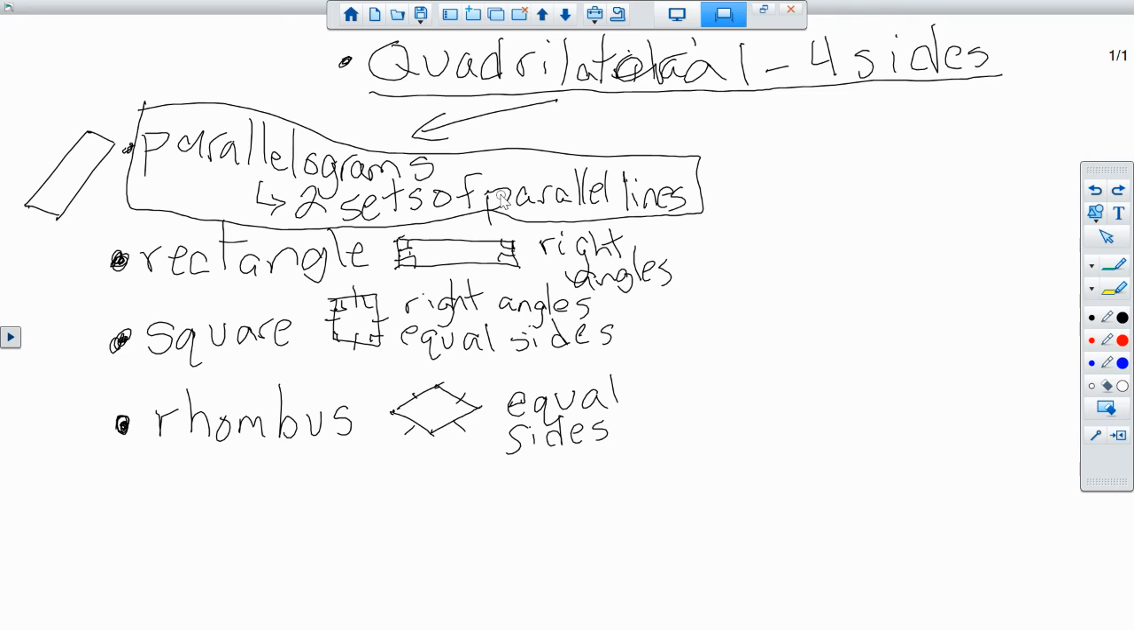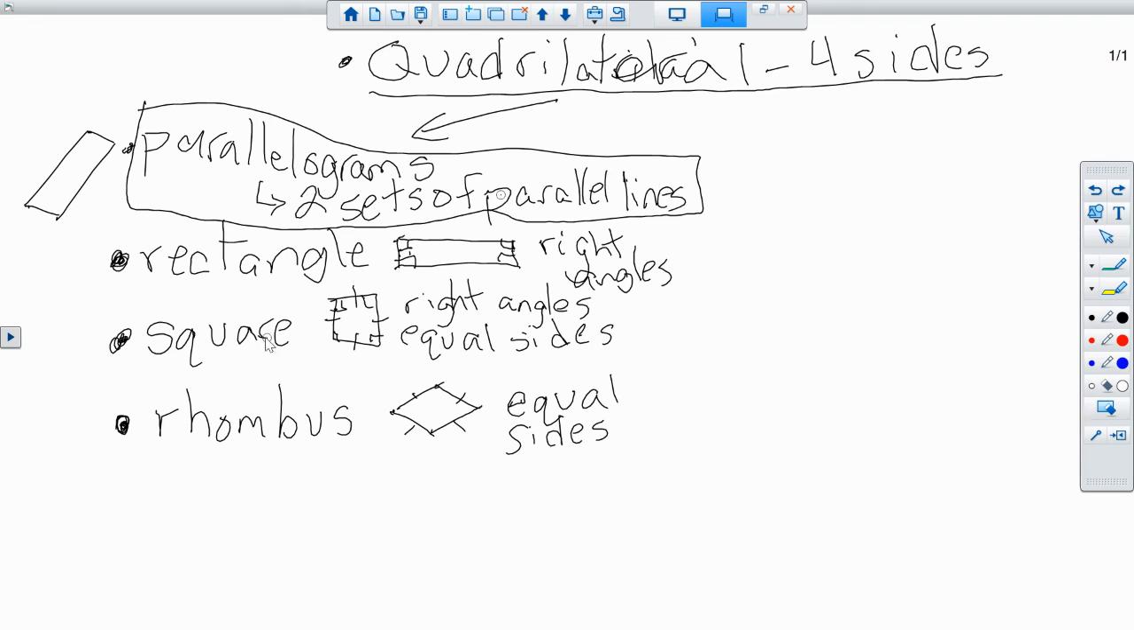We've heard these words before because this is just a review, but I still want you to write them down so you're ready for your gym kit. A rhombus has to have equal sides, and it has to have two sets of parallel lines. It does not have to have right angles. So a rhombus is a parallelogram, and a rhombus is a quadrilateral.